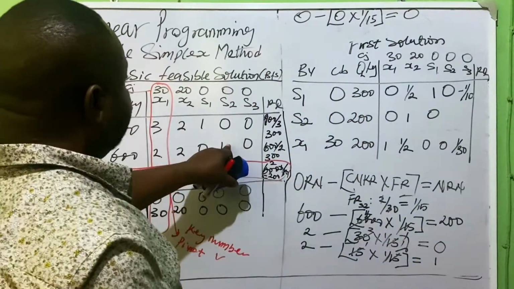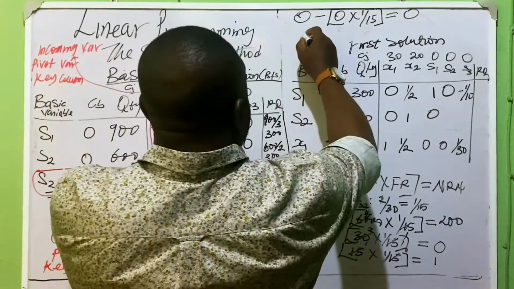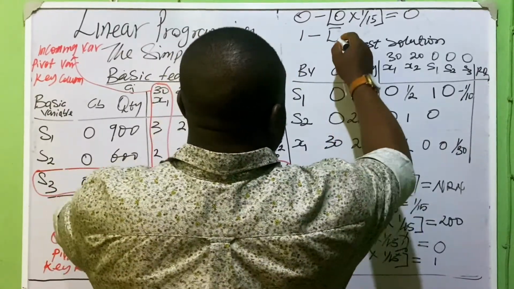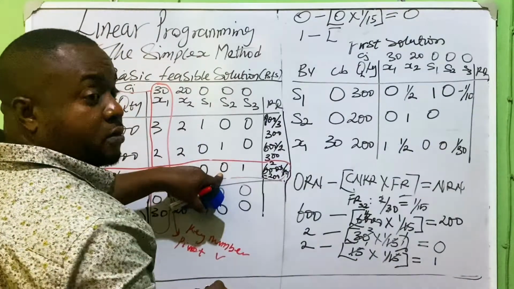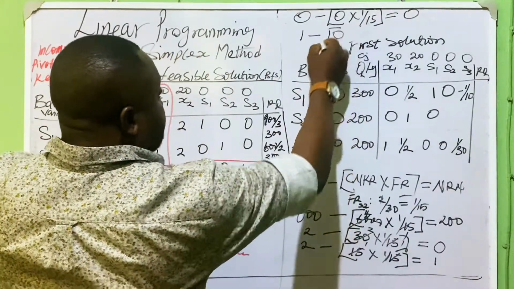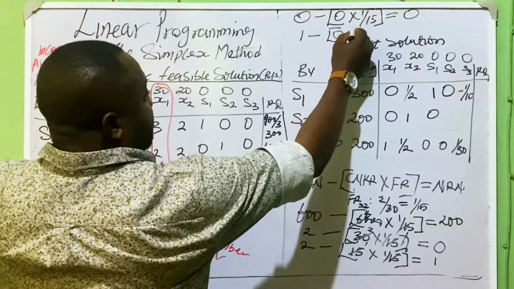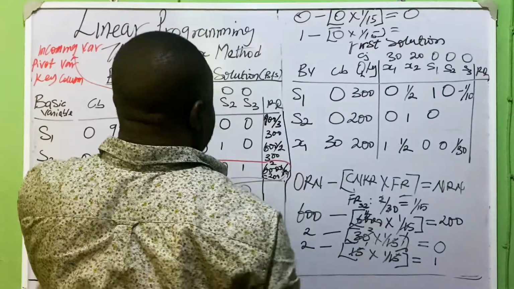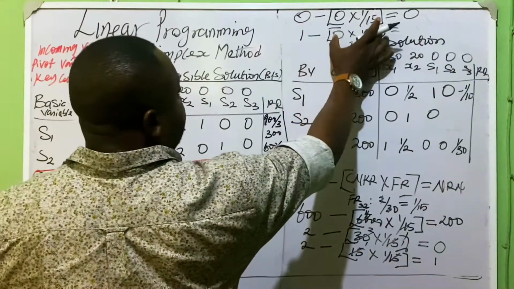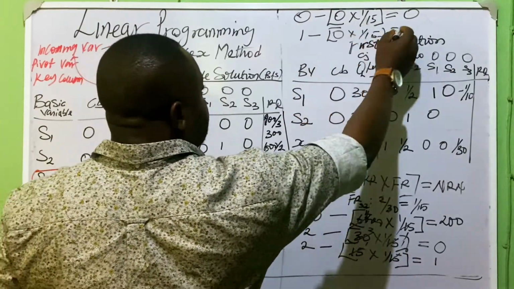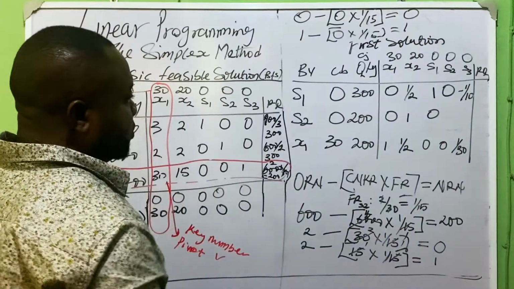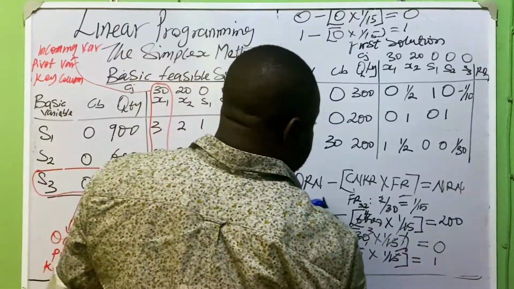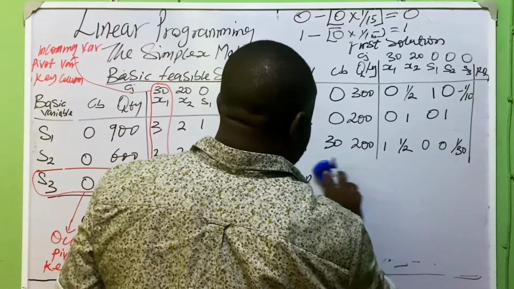Then the next will be to transform this 1, which will be 1 minus the corresponding value, which is 0. So 0, multiplied by 1 over 15. So the product of these brackets will be 0. So we're going to have 1. So 1 comes in here. So we can put it up and complete the last one.